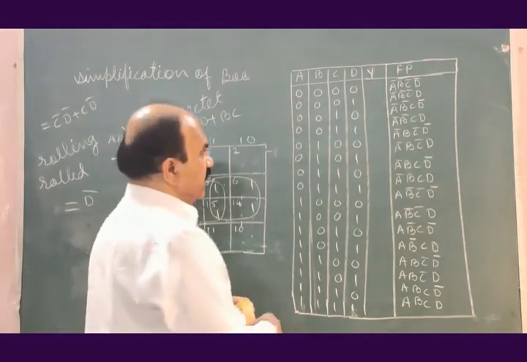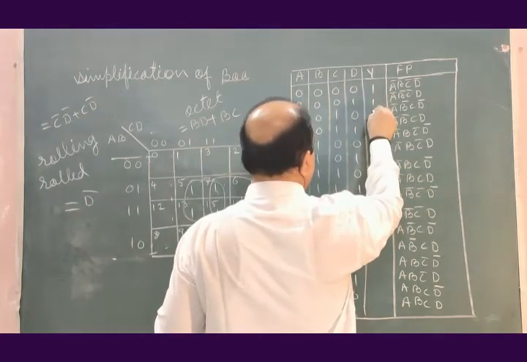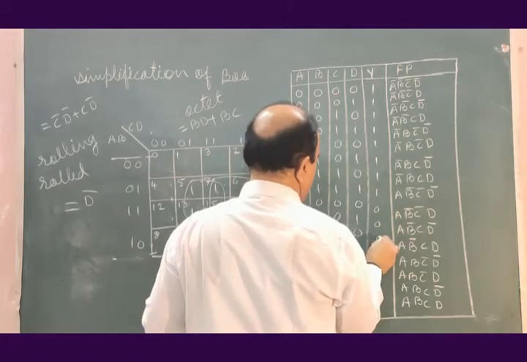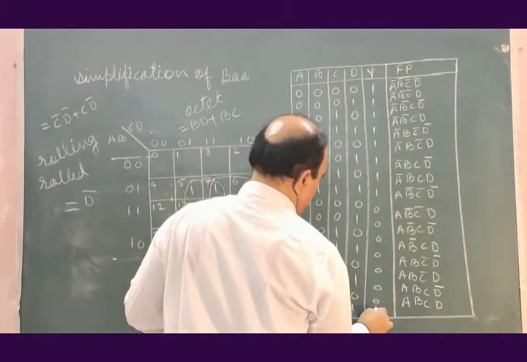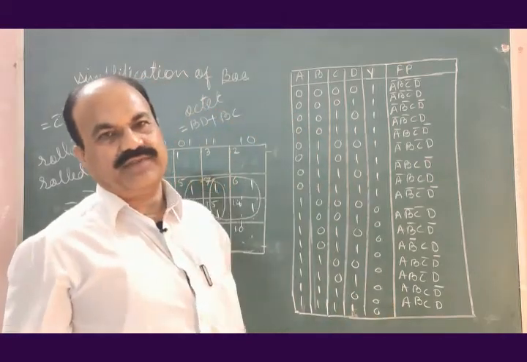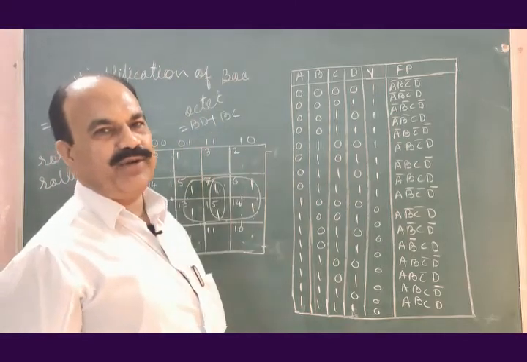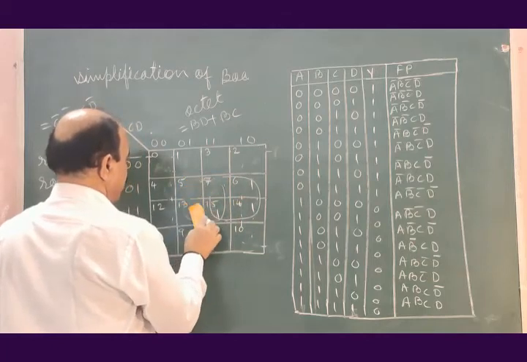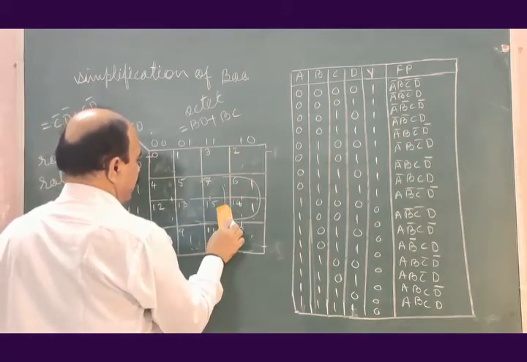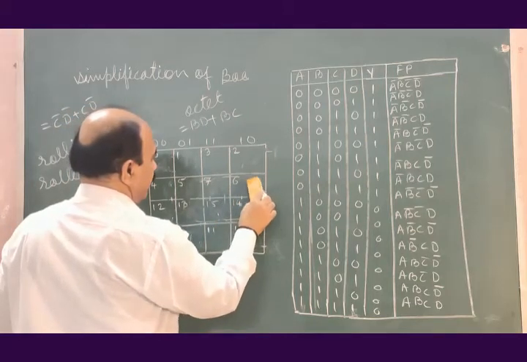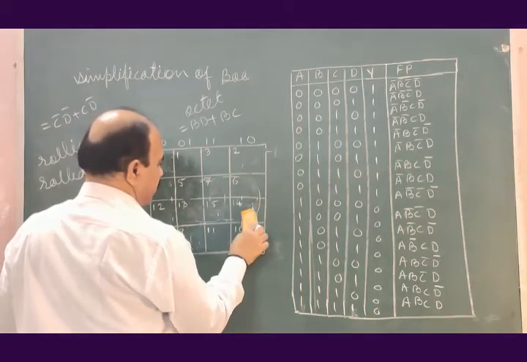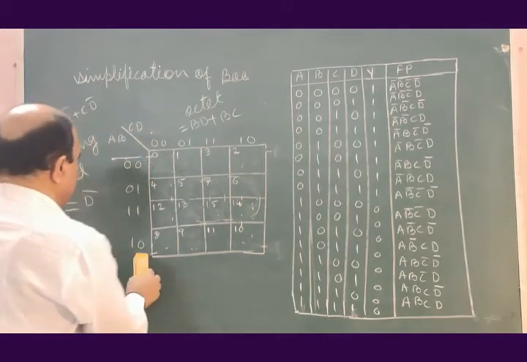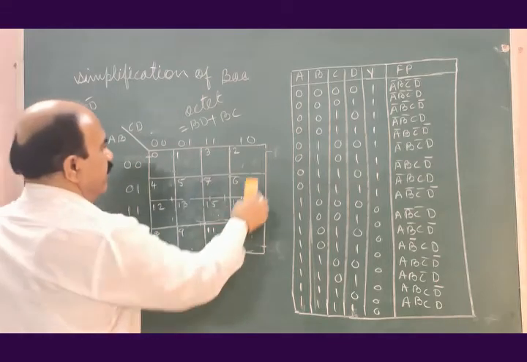For example, let us consider this truth table that is given, and you are asked to implement this truth table. How to implement this? I have given just as an example a typical truth table. If you are given any truth table, you can apply the same procedure, the same principle.